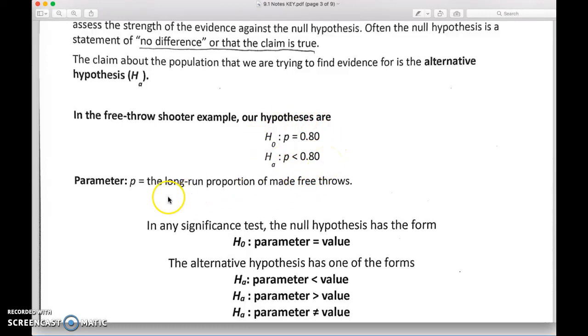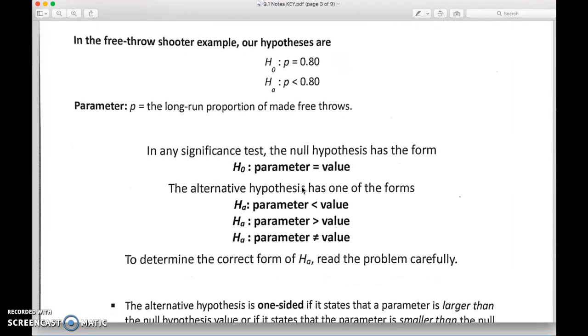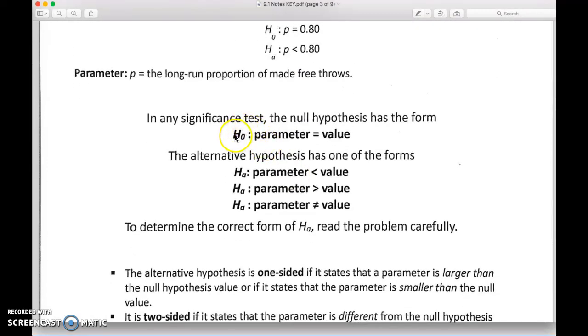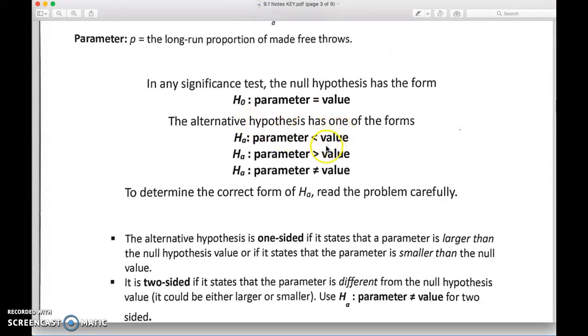You also always want to state what P actually stands for. So for ours, we'd say P is equal to the long run proportion of free throw shots that he made. And again, the null hypothesis is always going to be equal to a value. The alternative can come in one of these forms. It can be less than that value, more than that value, or just not equal to that value. The first two are what we call a one-sided test.